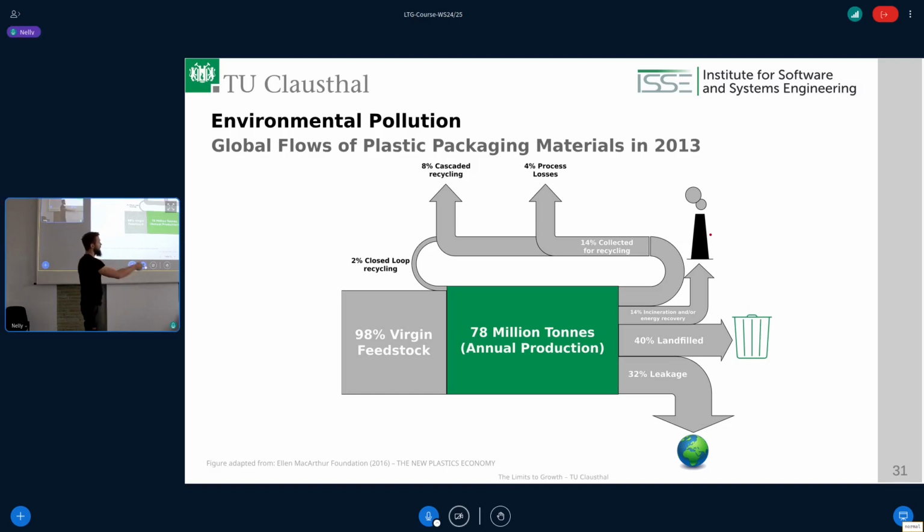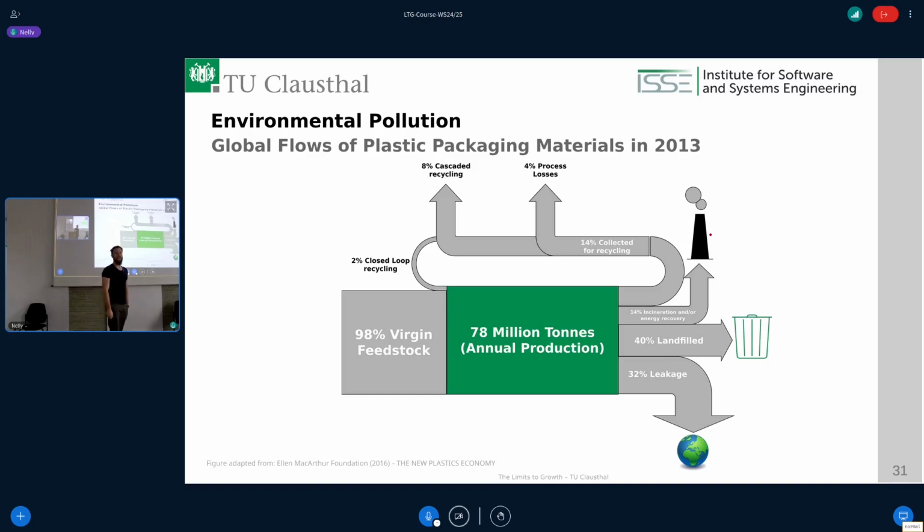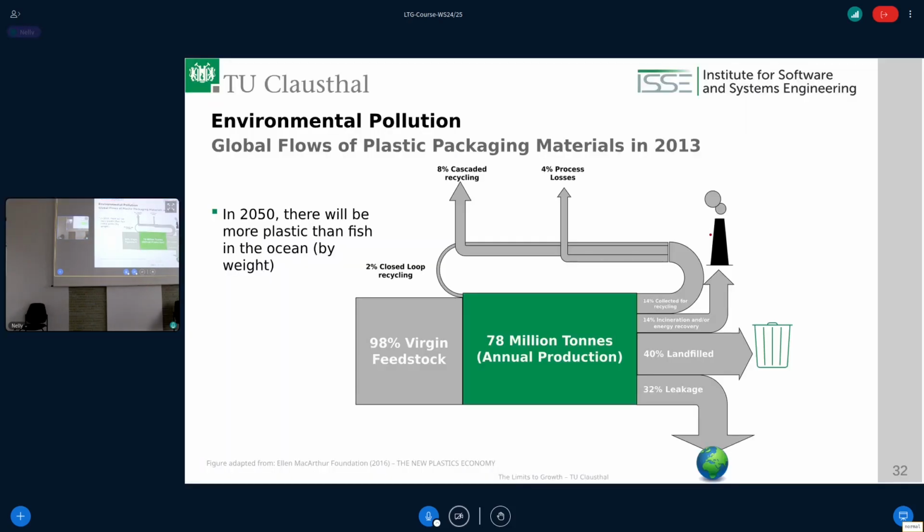Numbers might have changed. The problem, or my biggest problem in this figure, is this part, because 32, 40, and then 14, so 86% of plastic is just environmental pollution. And this explains also why you have to eat 250 grams of plastic a year. So in 2050, there will be more plastic than fish in the ocean, not just because we're producing and dumping more plastic in the ocean, but also because we're overfishing the ocean. So the fish really are in a bad position here, because they're being attacked from different directions.